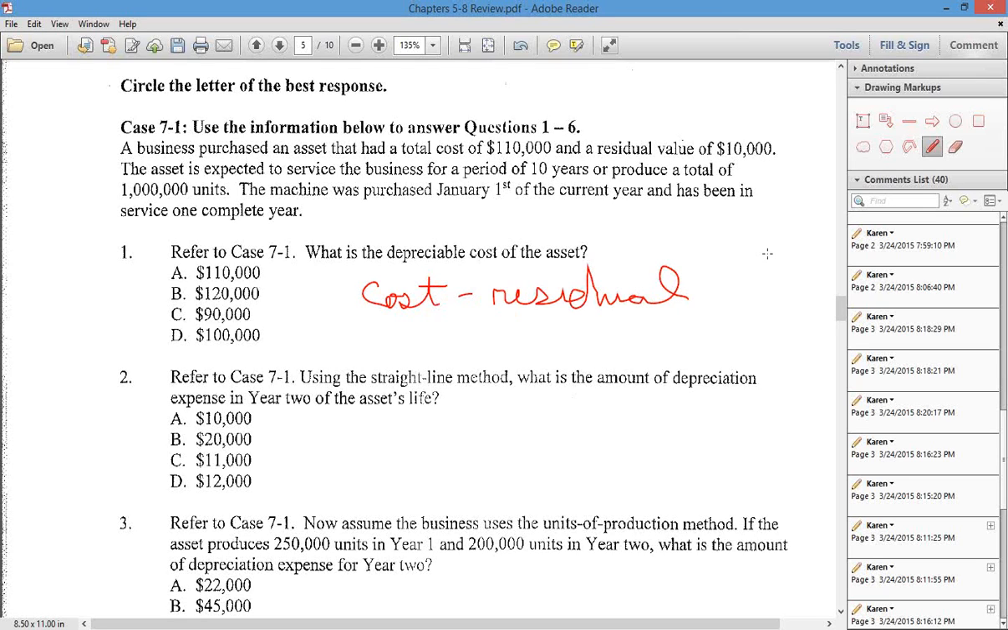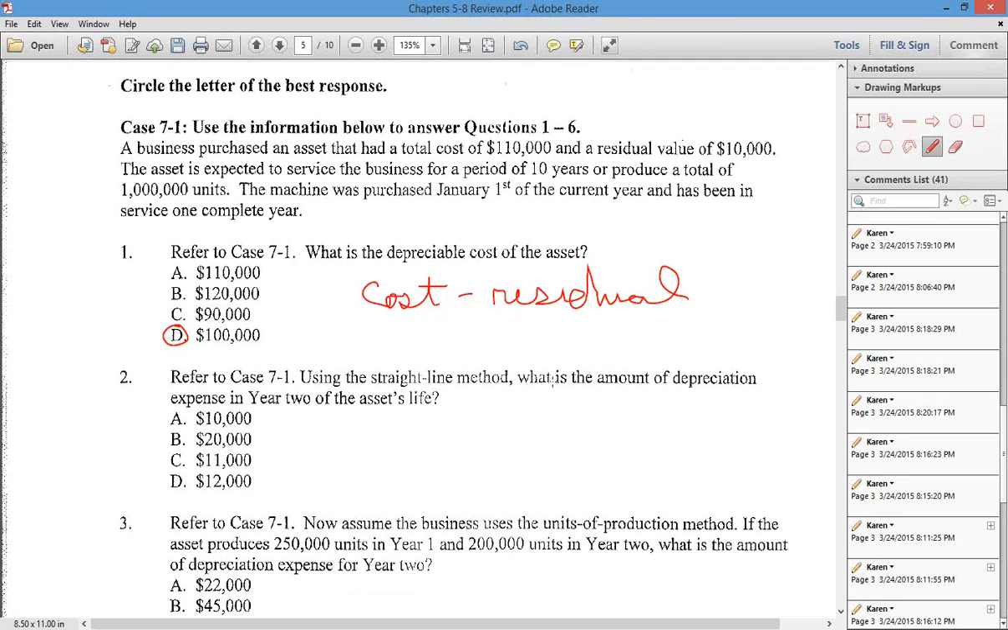So the depreciable cost is cost minus the residual value. So in this case, the cost minus the residual value would be D.